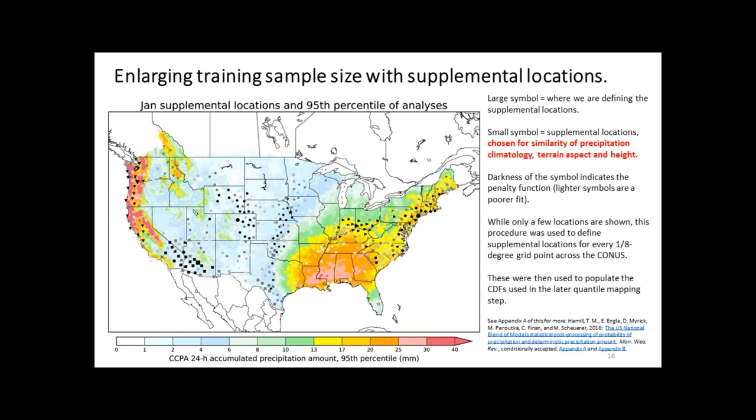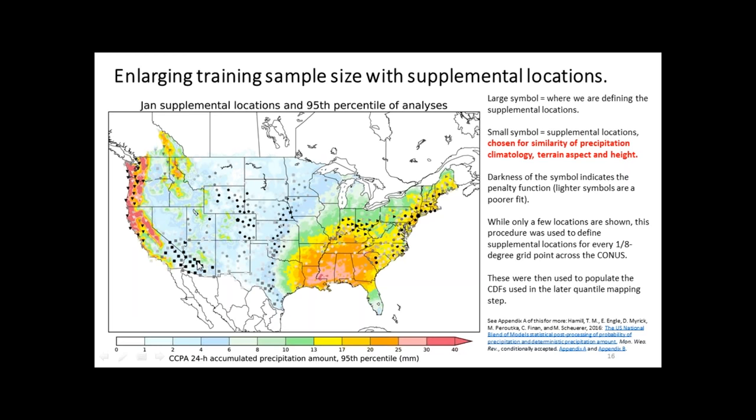So I have a little more sophisticated procedure for supplementing the training data in any particular location. Let's choose just one of these, Portland, Oregon here. What we'll do is select other grid points that, first of all, are somewhat close to Portland, but not too close, in order to preserve some independence of precipitation events, that have similar terrain height and terrain slope characteristics as Portland, and similar precipitation climatologies. The big inverted triangle here is Portland, and the smaller inverted triangles are locations where I will build up the CDFs that I'm going to use for quantile mapping and supplement them at that Portland location.